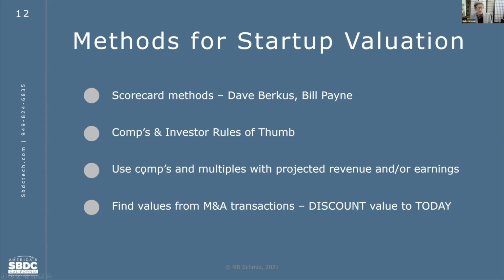So what do you do instead? Well, there are a number of different methods, and they're very different from one another. There are scorecard methods, and we'll talk about two of those, one by Dave Burkus and another modified by Bill Payne, two angel investors in Southern California that had big influence in the angel community. There are comparables and investor rules of thumb that you can use to help you value your company. You certainly can use comparables and multiples like P to E and P to S with your projected revenue and earnings. You can also use M&A transactions and then discount the value to today's valuation.